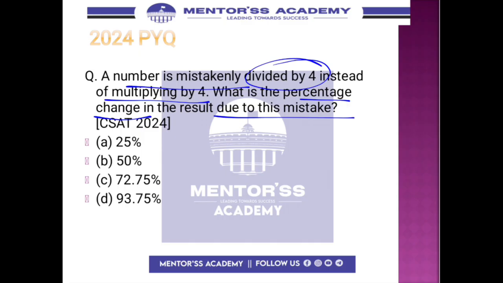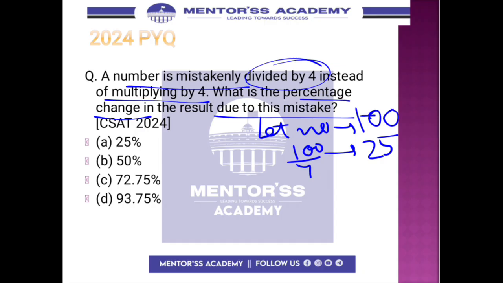Let's solve it now. So it is given that the number is mistakenly divided by 4 instead of multiplying it by 4. So now let the number be 100, right? So the wrong number would be, when did we get the wrong number? When it's divided by 4. So wrong number would be 100 by 4 equals 25. So what is the right number? So right number is 100 when multiplied by 4, that is 400, right?